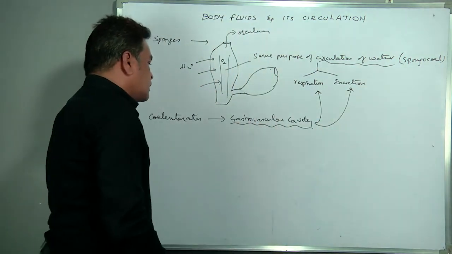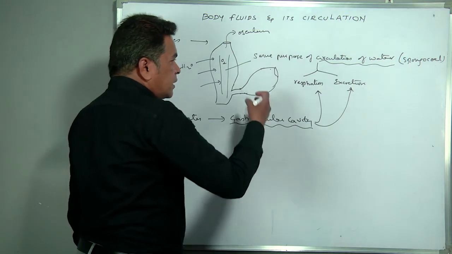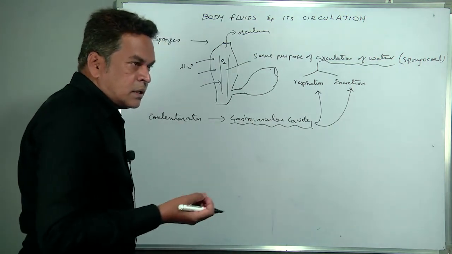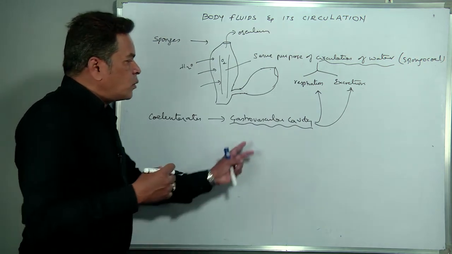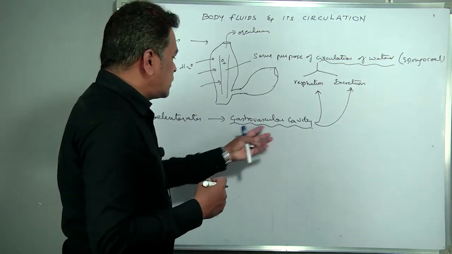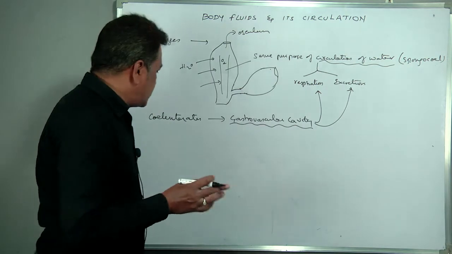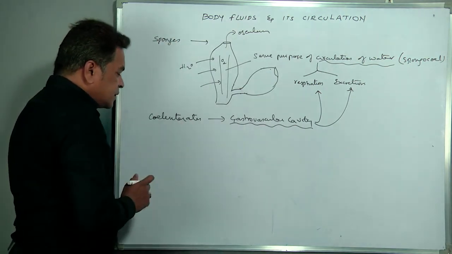Gastrovascular cavity. Here water circulates, and the elimination of waste will come out through the one opening only. That is in case of sponges and coelenterates.